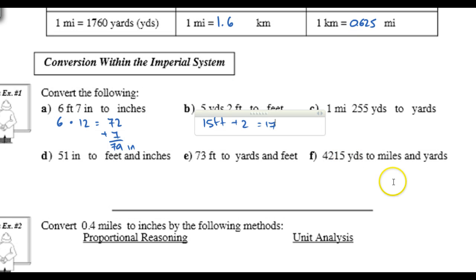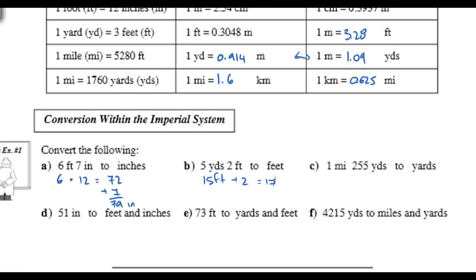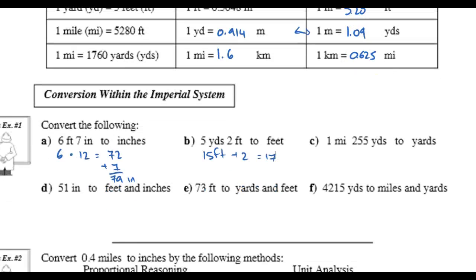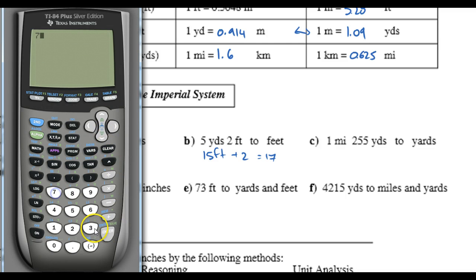Let me go ahead and skip some of these here. These are pretty straightforward. 73 feet to yards and feet. Well, 73 feet, if I want to get that to yards, I'm going to divide it by 3. So 73 divided by 3. Let me get my calculator out. 73 divided by 3. So I see that it's 24 and then a little bit more.